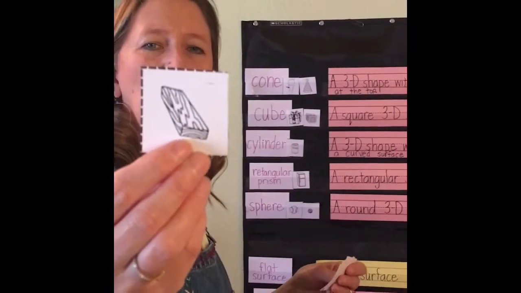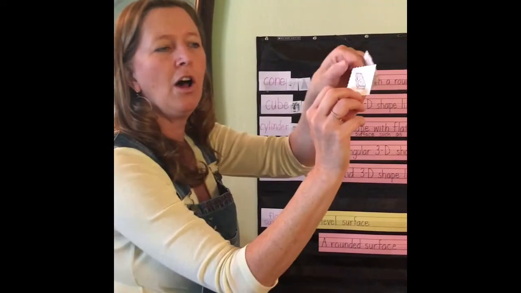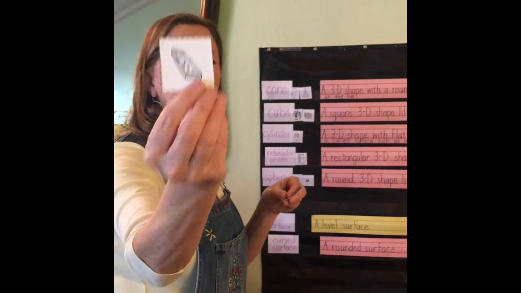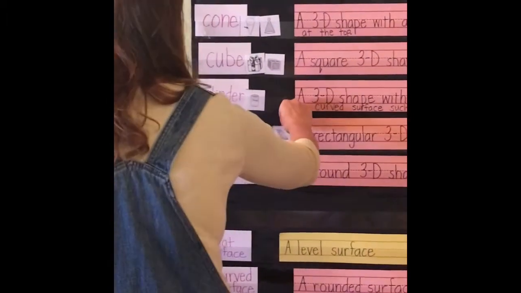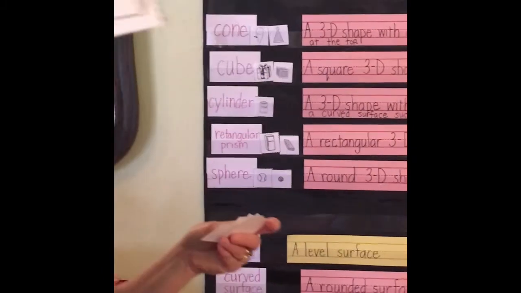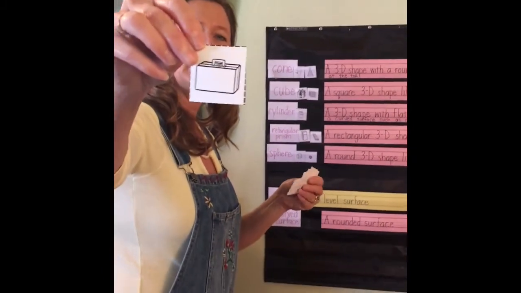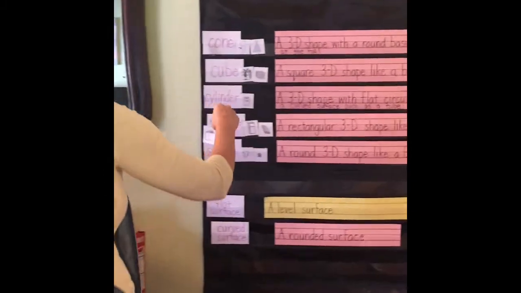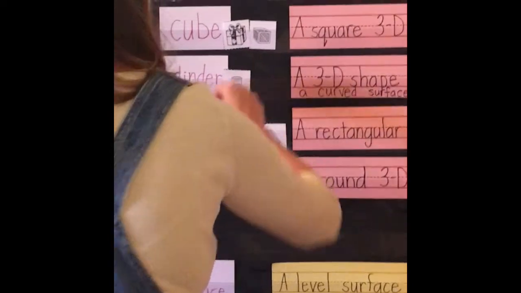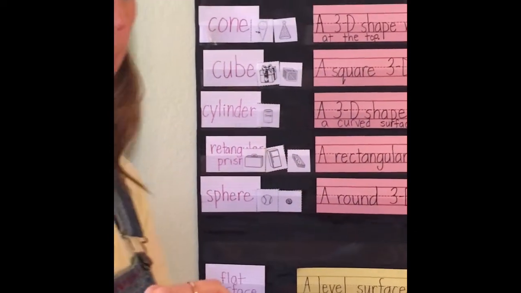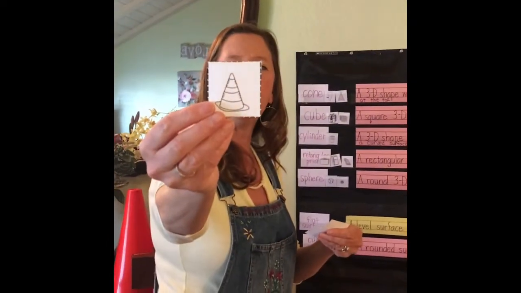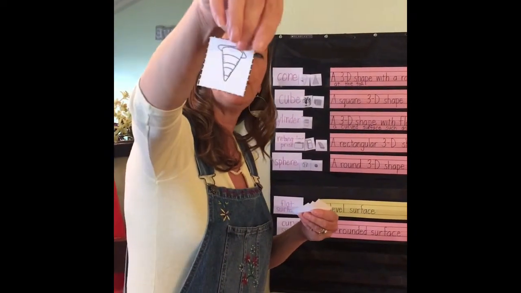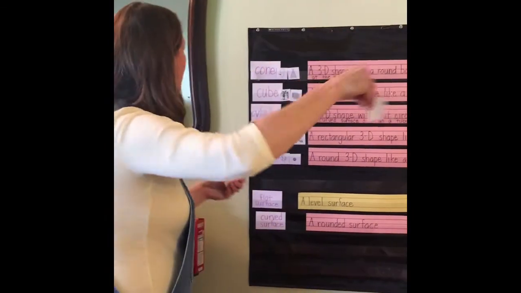A piece of wood looks long, and it looks like a rectangle on one side. That's a rectangular prism. We have a suitcase. That also has long sides, so that's a rectangular prism. Ooh, this is something I have in my car. It's a cone. And a cone, if you turn it this way, looks like an ice cream cone.